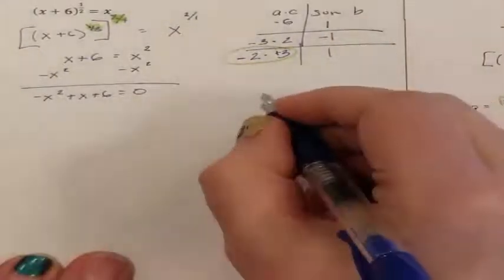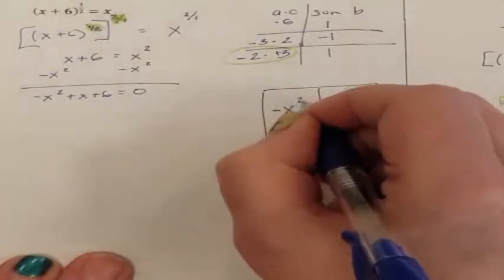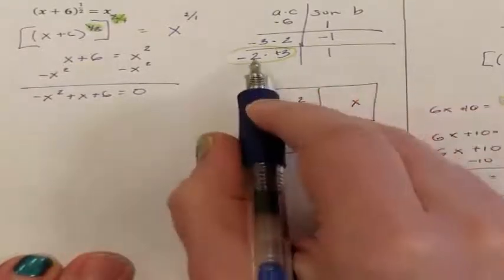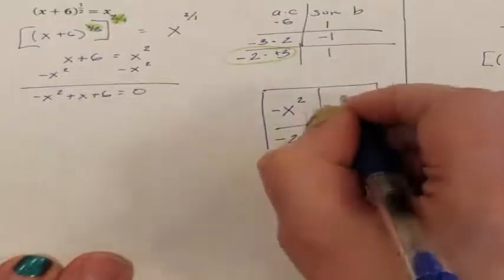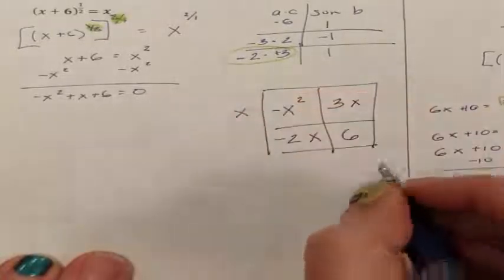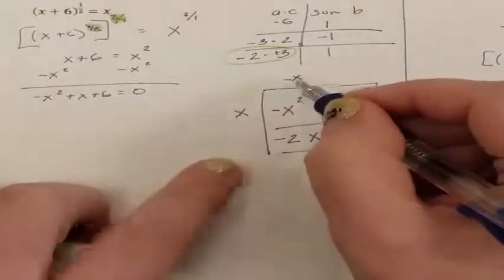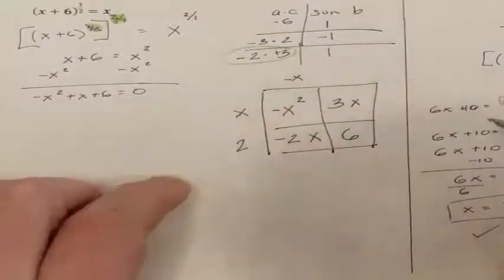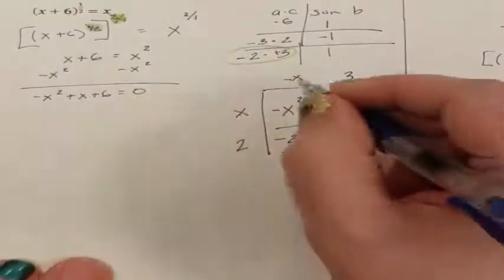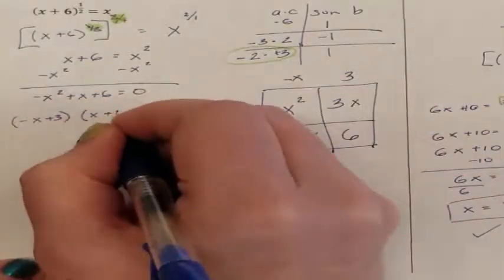Because a is not 1, I have to factor using the area model. Highest exponent goes in the top left, lowest exponent goes in the bottom right. These middle x's are going to be rewritten using the numbers you chose, -2 and +3. GCF across the top, it's an x. Now x times -x will give me the -x². -x times 2 gives me a -2x. 2 times 3 will give me 6. 3 times x gives me 3x. So I have a -x plus 3, and I have an x plus 2.